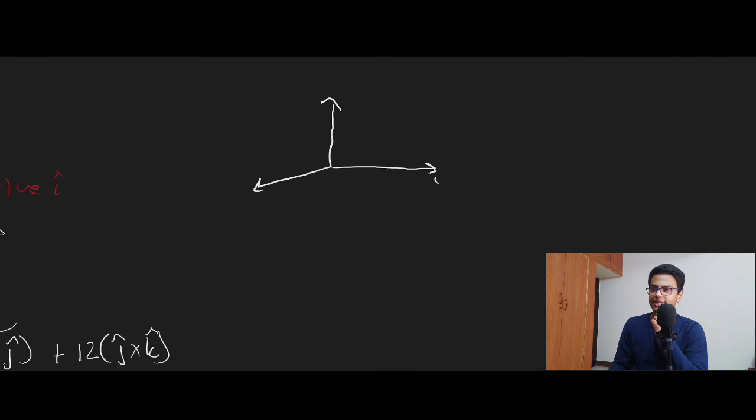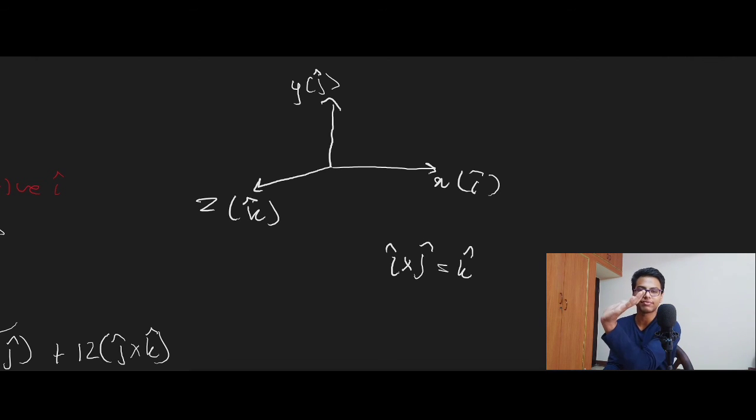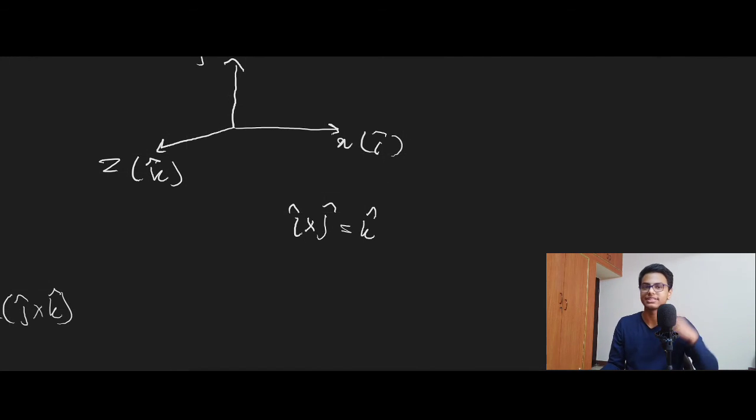Yeah, so this is your x, which is basically your i cap. This is your y, which is basically your j cap. This is your z, which is basically your k cap. Now, look carefully. i cross j gives you k. So let's write that: i cap cross j cap gives you k cap. So j cross i will give you what? Minus k. Simple. You just have to reverse the direction, reverse the sign.